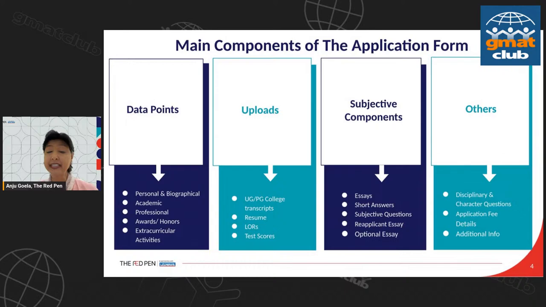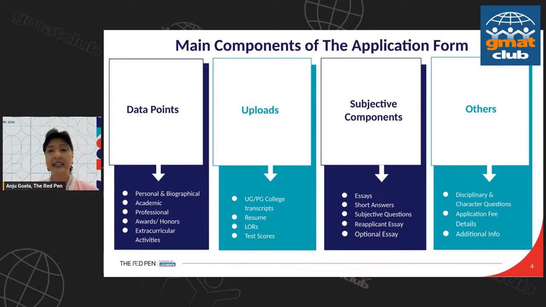They may be anywhere between 50 words to 200 or 250 words. The subjective questions need to be looked at in conjunction with the essays. Do not make the mistake of copy pasting material from your essays into your subjective questions and vice versa. If the school is asking you two different questions in two different places, it is because they want different information.